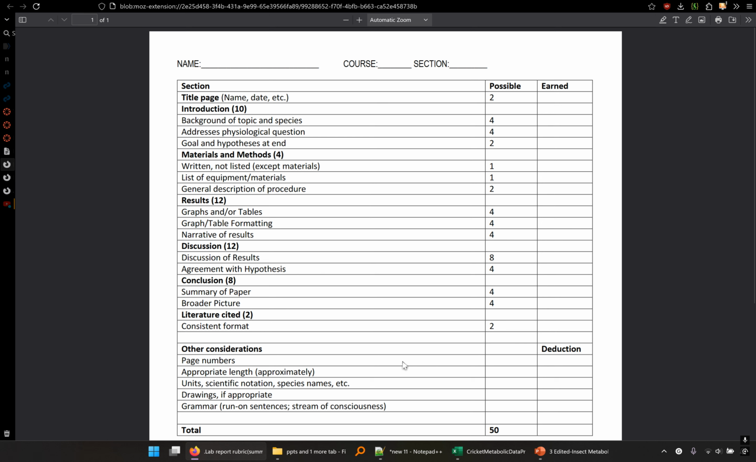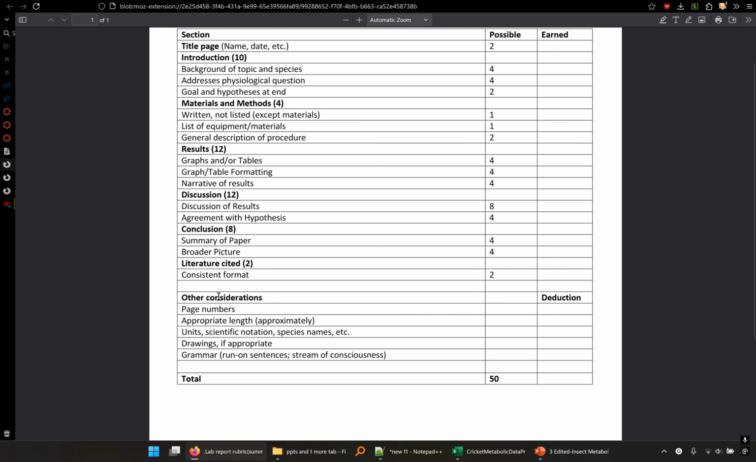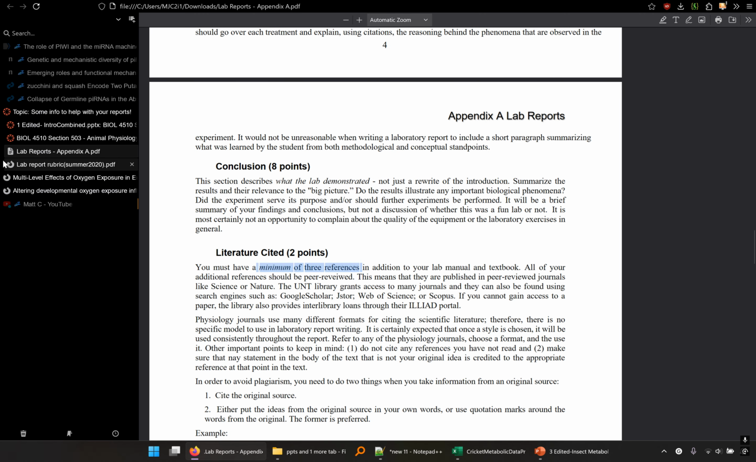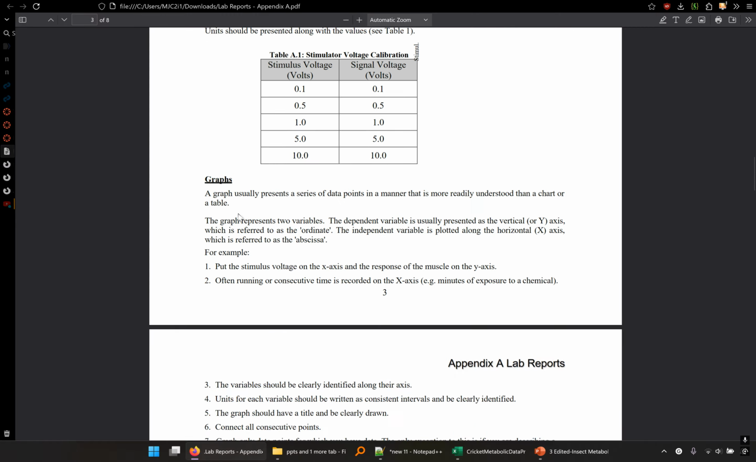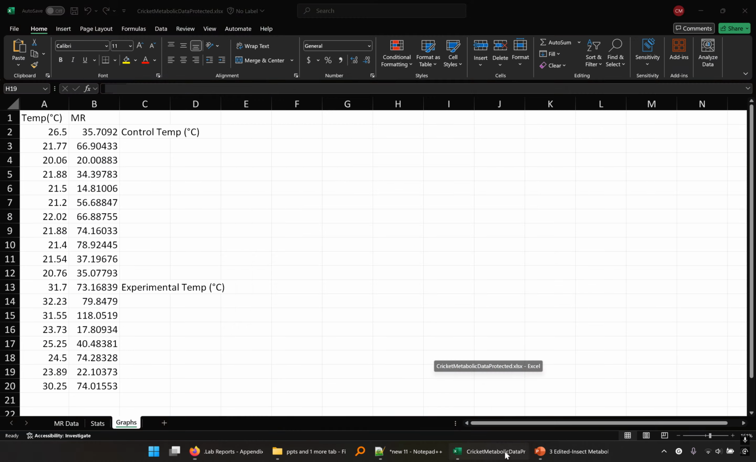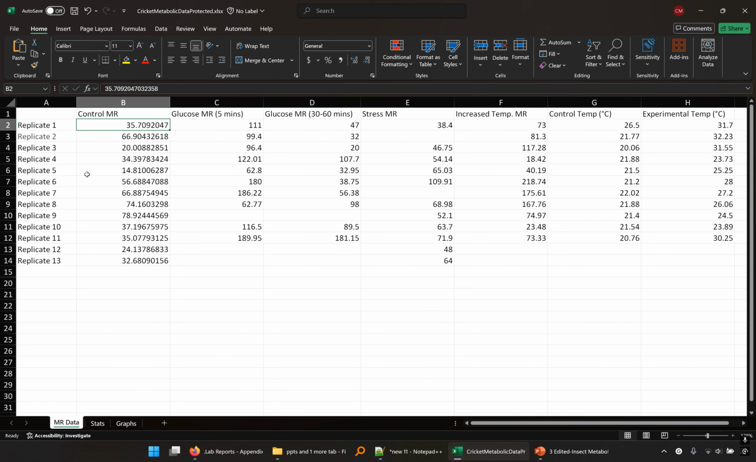So we've gone over all of the requirements for the lab report. I'm going to get into how to report these values. Be sure to actually look over the appendix. Make sure that you're following all these examples. But I'm going to talk about how to report your MR data.